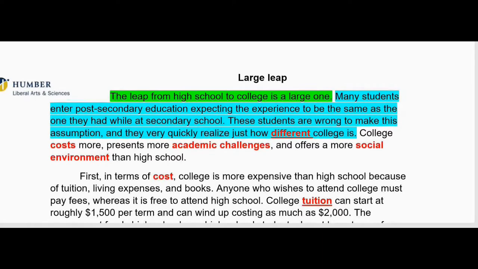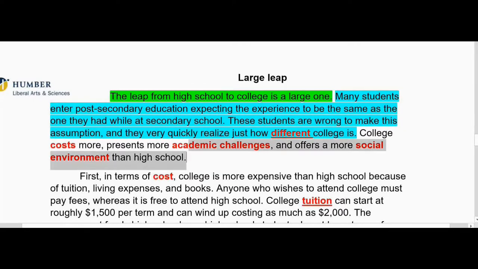We're talking about the experience. They expect the life in college to be exactly the same as the life at secondary school. And then it says, "These students are wrong to make this assumption, and they very quickly realize just how different college is." So now here we are also showing why I'm writing this contrast essay. It's because some students think that college and high school are exactly the same, but it says that they're wrong, actually. Their idea about this similarity between high school and college is inaccurate. So that's why they say that college is different.